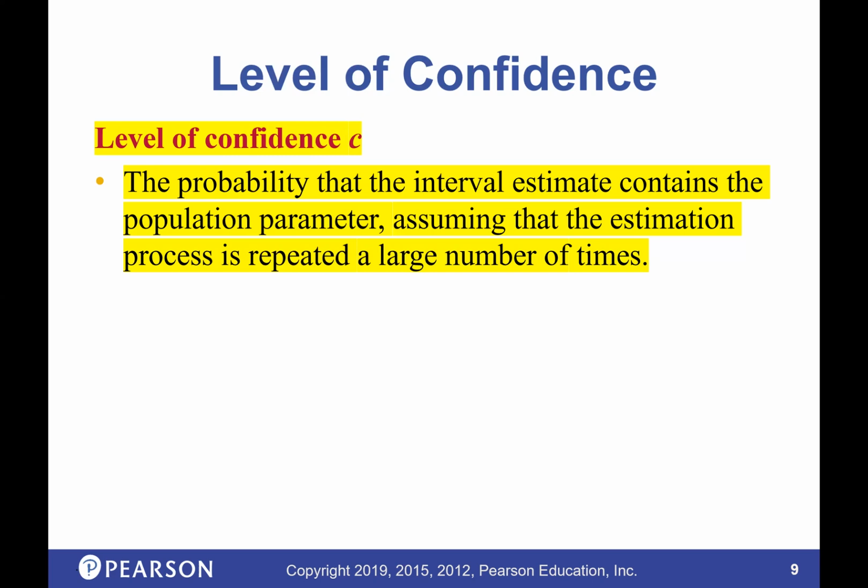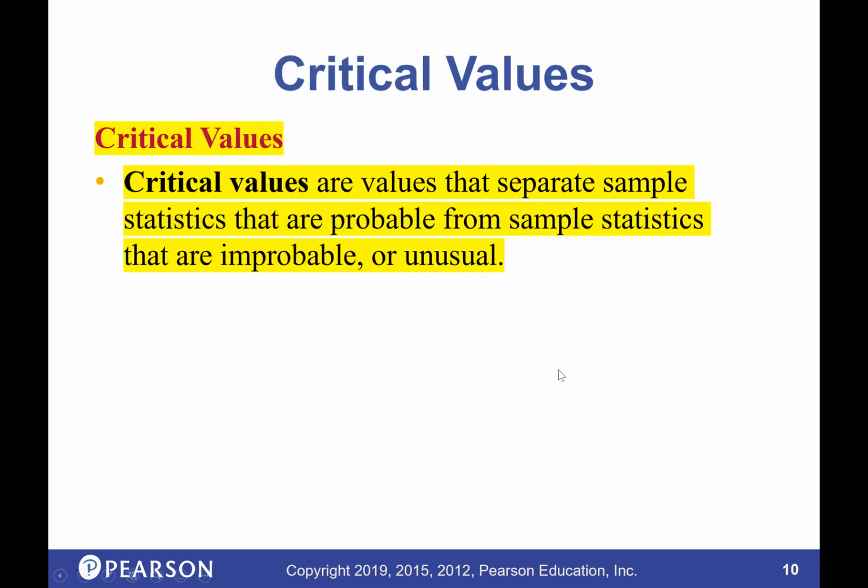Okay, one more thing we've got to put together in our minds, and then we'll start with some examples here. Next and last one here, something called critical values. Let's talk about this one. Critical values are values that separate sample statistics that are probable from sample statistics that are improbable or very unusual.